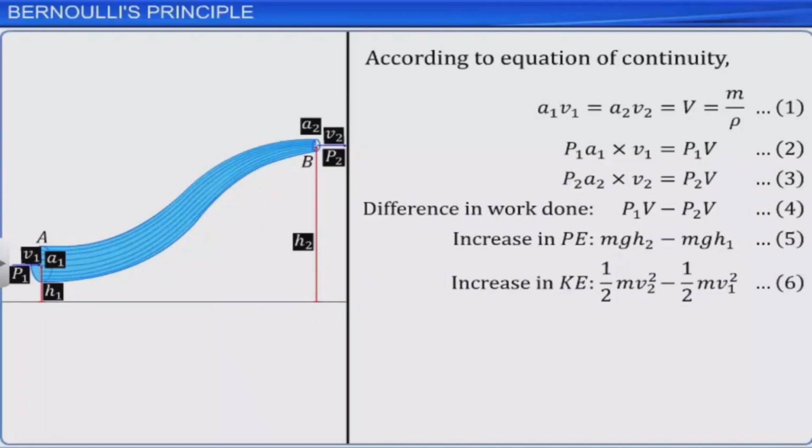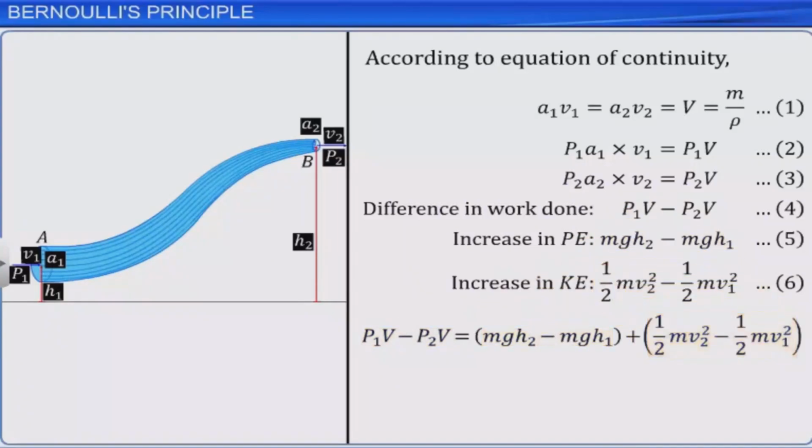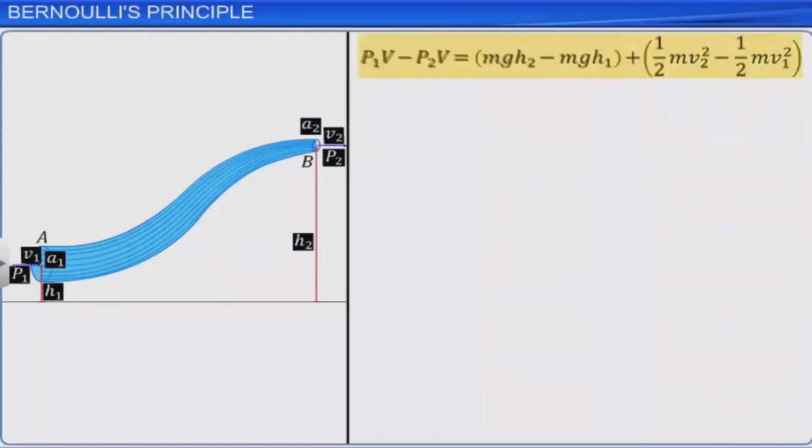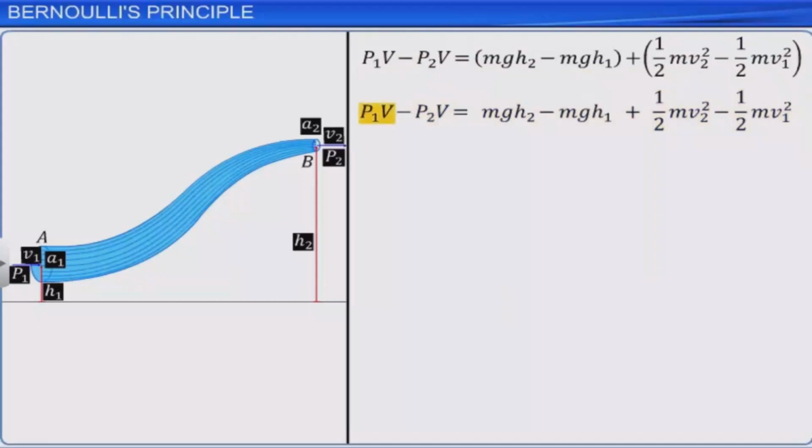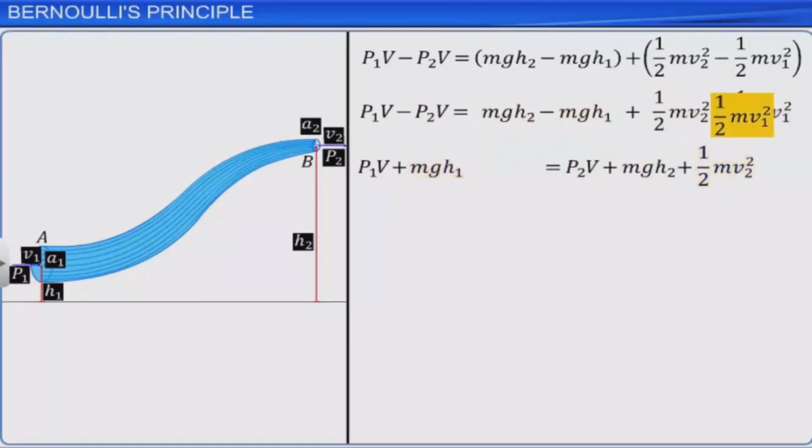According to the work energy theorem, work done is the sum of the increase in potential energy and the increase in kinetic energy. Substituting and rearranging the terms, we get the equation as shown. Dividing this equation by m.